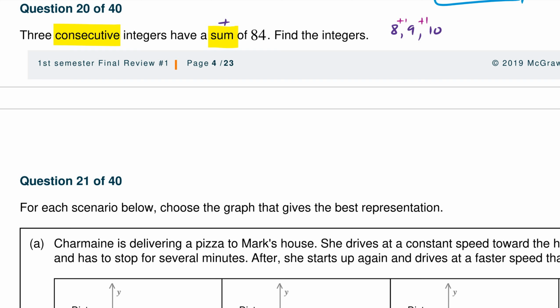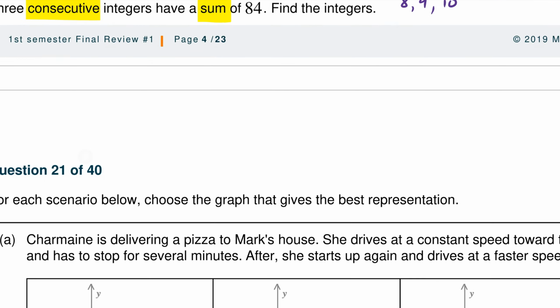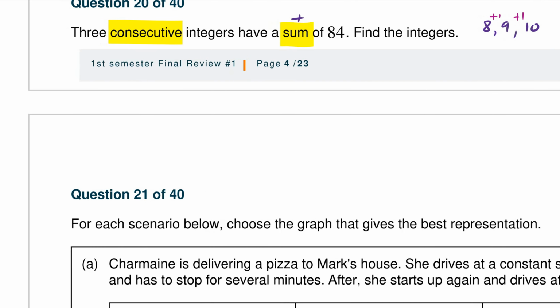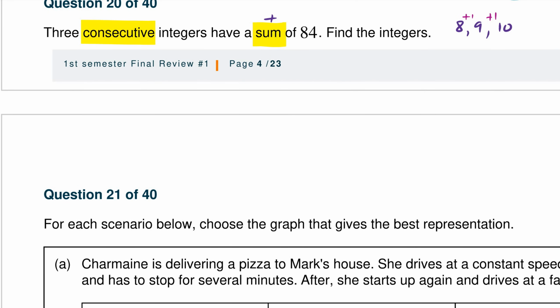But we don't know exactly what those numbers are. So what we're going to do is choose a variable for the first number. Let's say my first number is x. So the next 2 consecutive numbers are x plus 1 and x plus 2. That is 3 consecutive numbers that equal a total of 84.